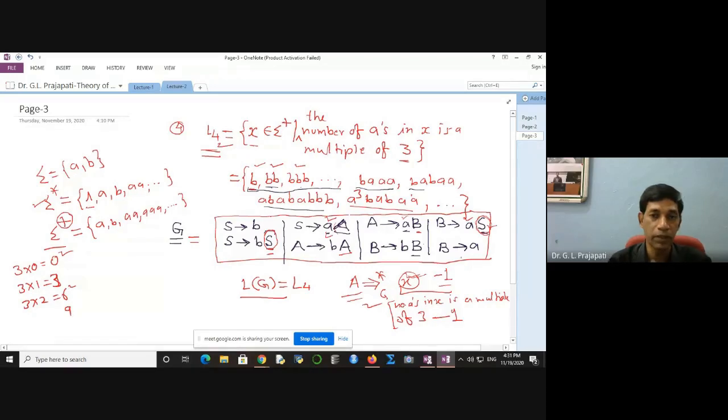So using this kind of concept in any language, you will find it very easy to find out the grammars, even if the language looks complex. Okay, so this is the way you can use for finding the grammars.